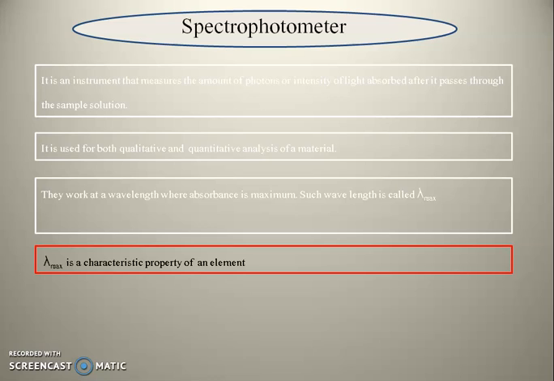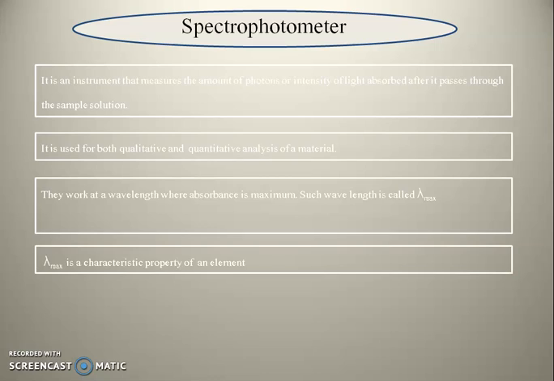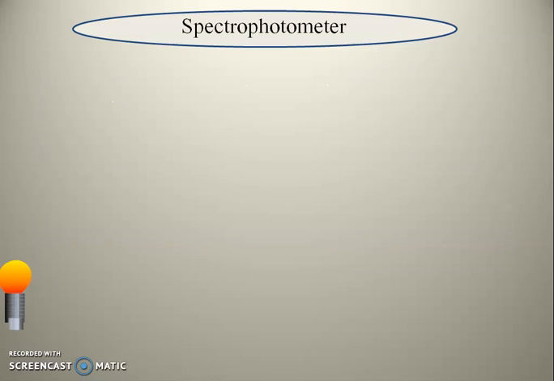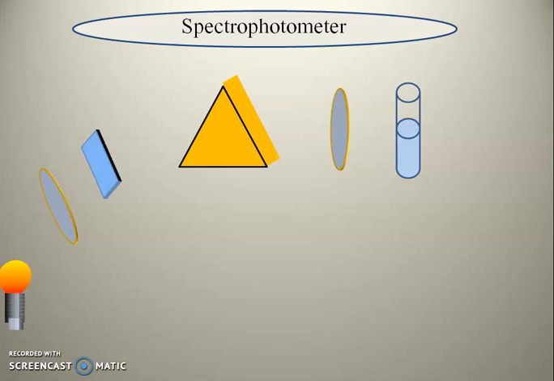Let's see the components of a spectrophotometer. The components of spectrophotometer goes like this: radiation source, collimating lens, diaphragm, prism, focusing lens, cuvette, photocell, displaying device. Let's see each component in detail.